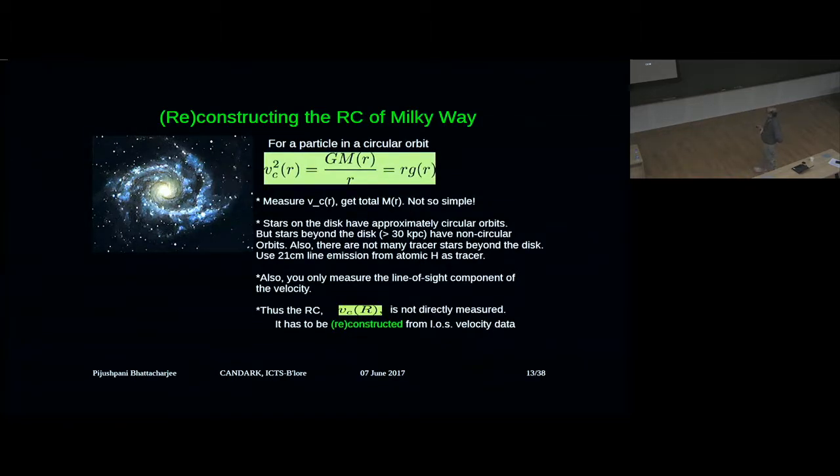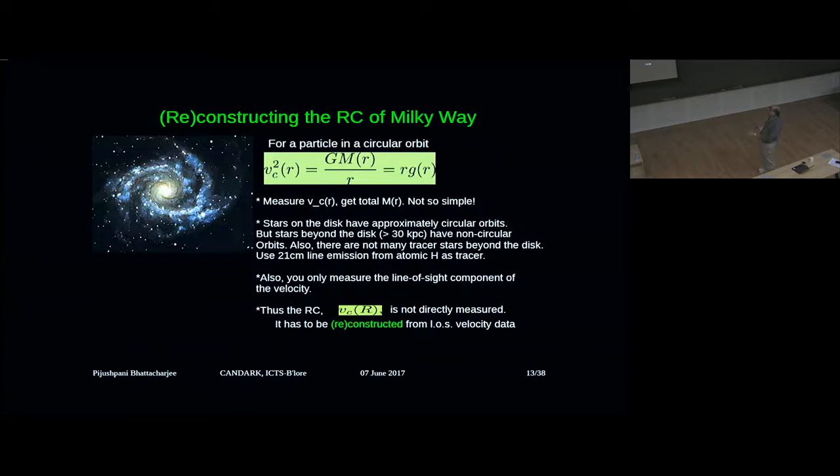stars beyond the disk, see, all these studies so far restrict themselves to about 20 kiloparsecs, that is within the disk of the galaxy, but the rotation curve extends to even farther distances. They have non-circular orbits. Also, there are not many tracer stars beyond the disk. So you use 21 centimeter line emission from atomic hydrogen as tracers, but even that gets very, very hard to get. So data become sparse as you go to larger and larger distances.